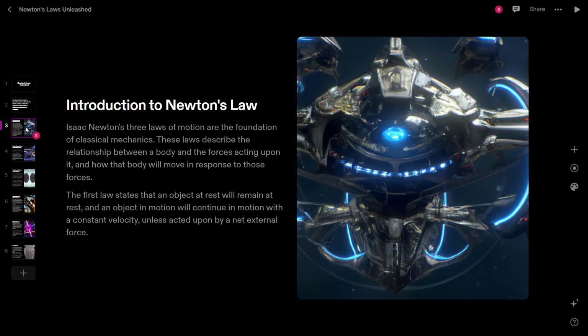Isaac Newton gave three laws of motion which are the foundation of classical mechanics. These laws describe the relation between a body and the forces acting upon it, and how the body will move in response to those forces. The first law states that an object at rest always remains at rest, and an object in motion will continue in motion unless an external force acts on it. So this is the first law of motion.